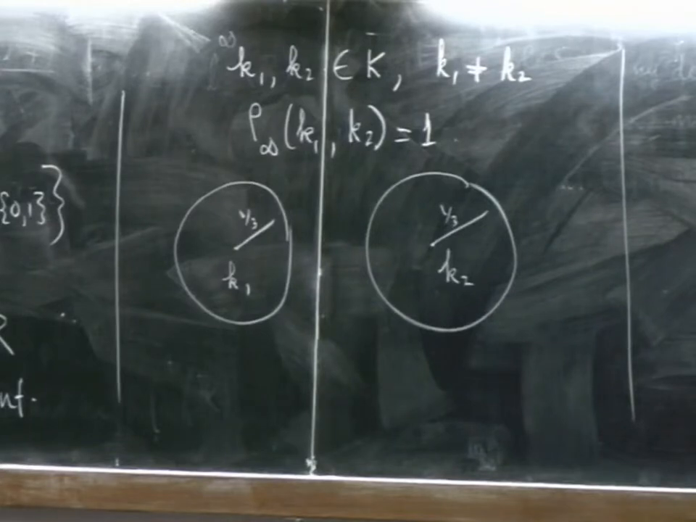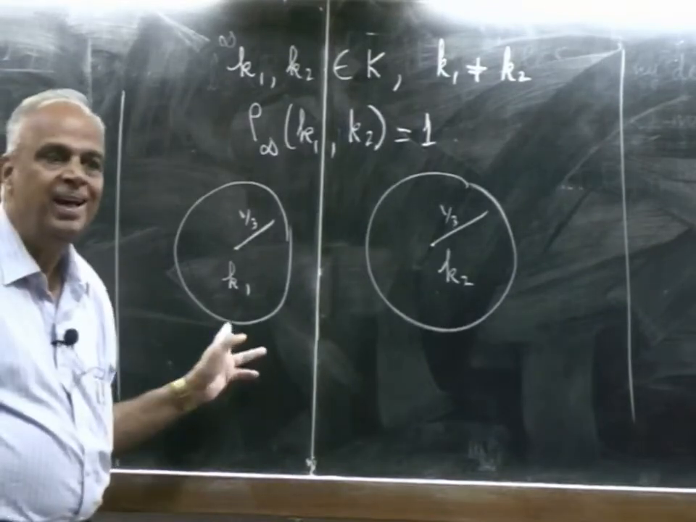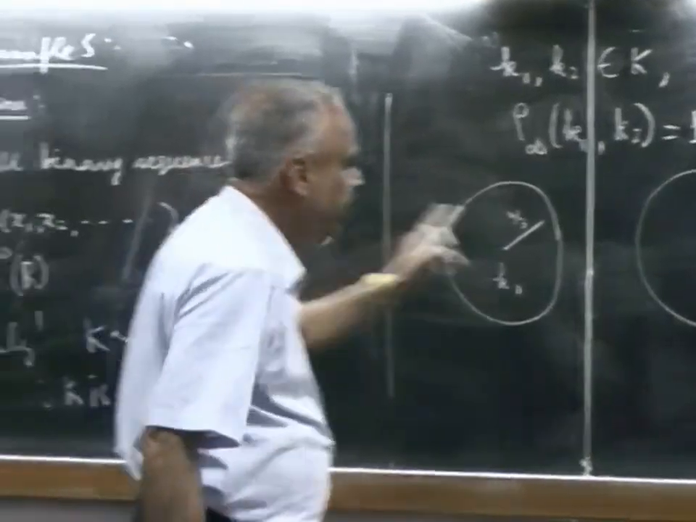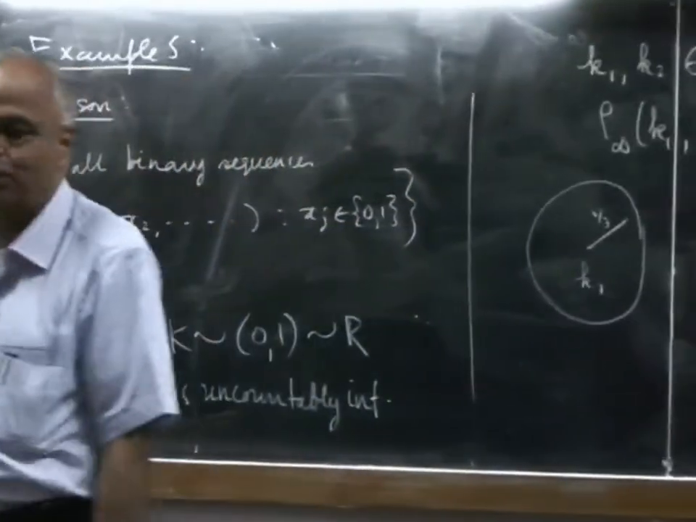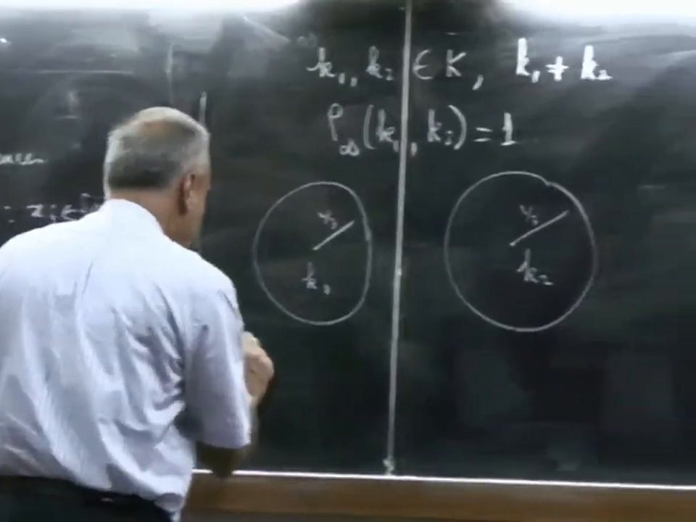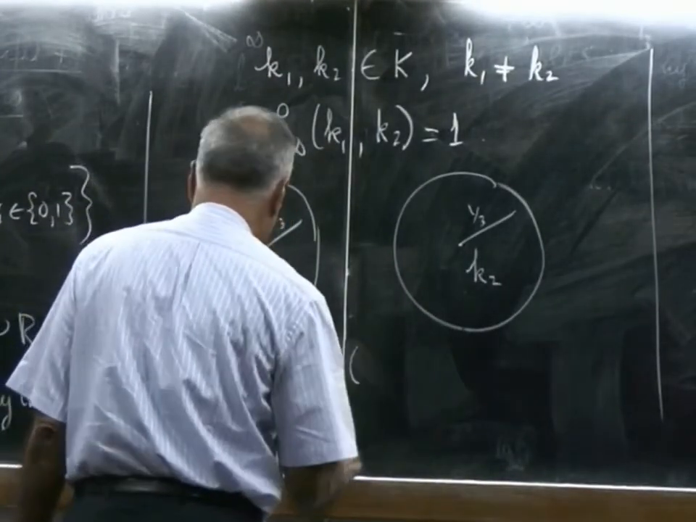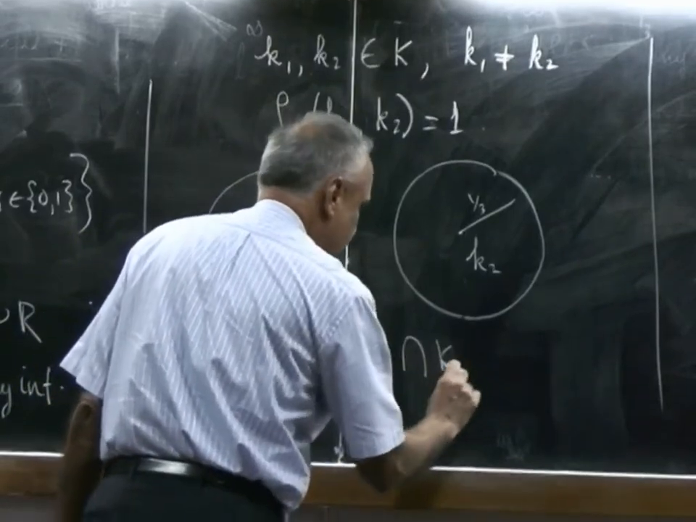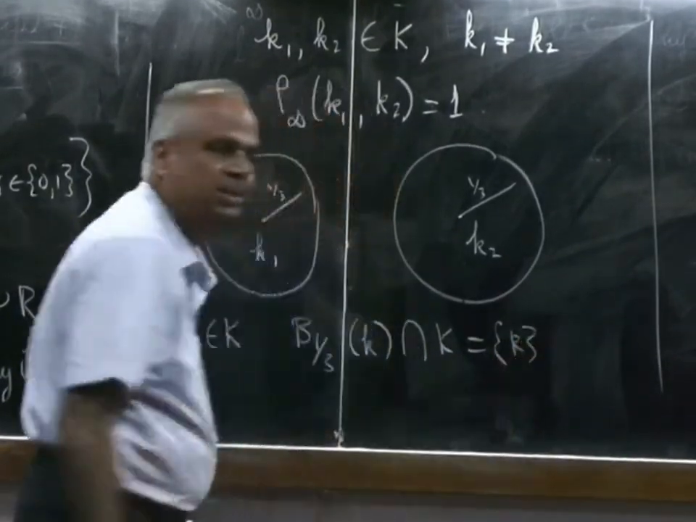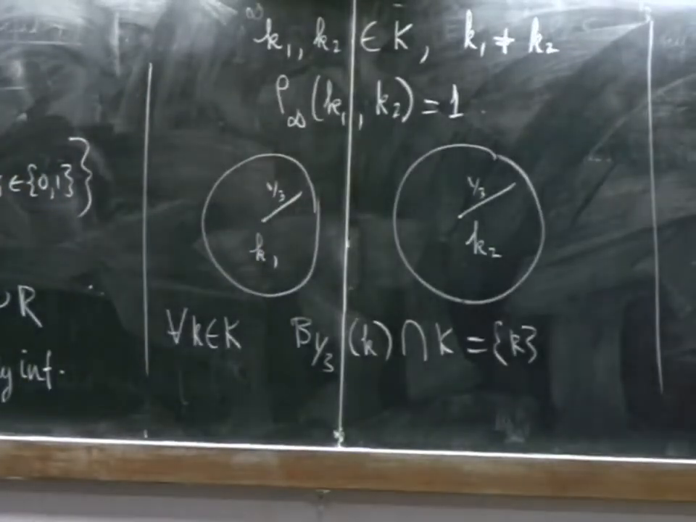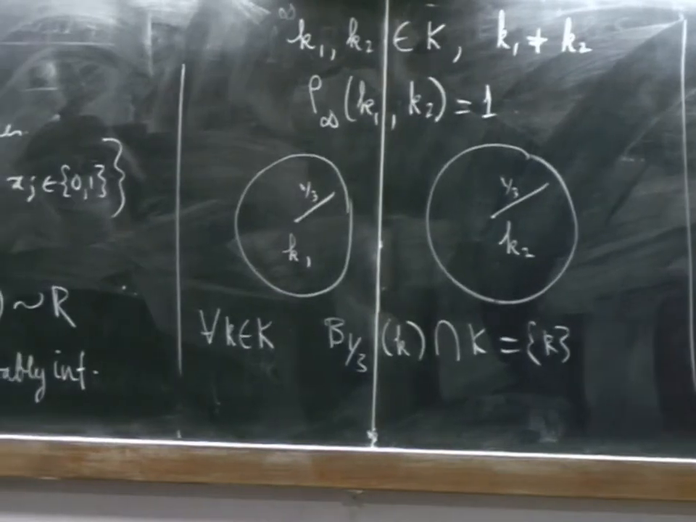But the only point of K that will be in the first ball will be k1, and the only point of K in the second will be k2. So for each k in K, B(k, 1/3) intersection K is k itself. The only point of K in that ball will be the center. Any other point is not in the ball, because it is at least 1 distance away. You are allowed only 1/3 distance in this ball.